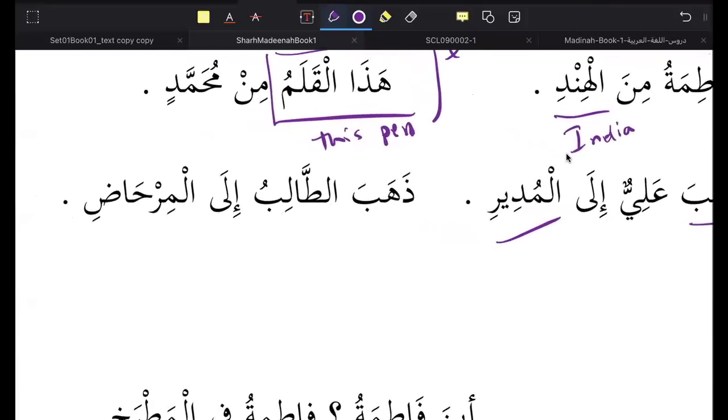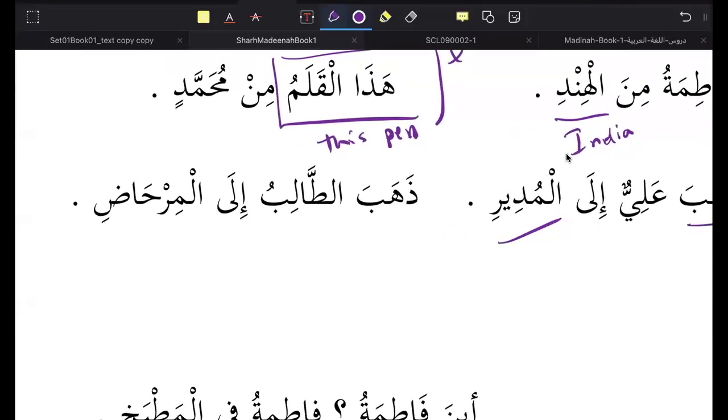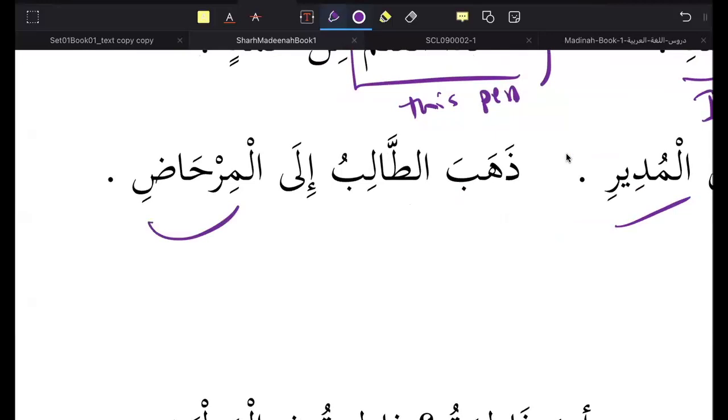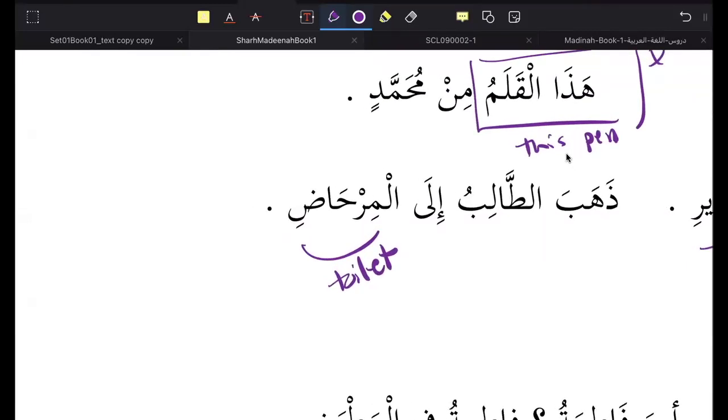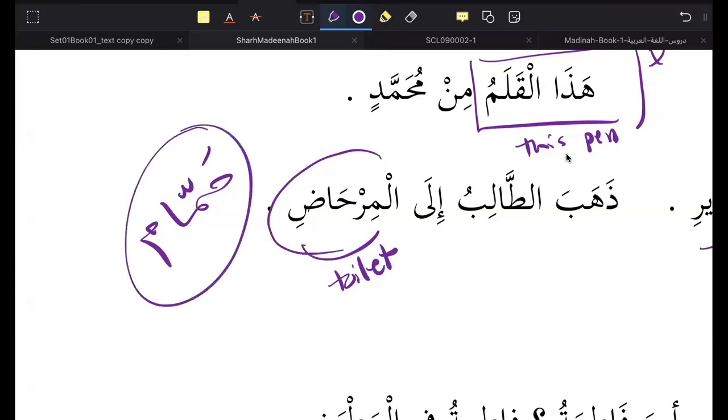Then we have ذهب الطالب إلى المرحاض. What is مرحاض? مرحاض is a toilet. Now another word you might hear a lot, probably they will give you in the book, I'm not sure, is hammam. So what is the difference between them? These days we don't have any difference because these days, subhanallah, we have everything in our bathroom. We have a toilet, a shower place, everything is in the bathroom. But before, mirhad is where you relieve yourself, and hammam is where you take a bath.